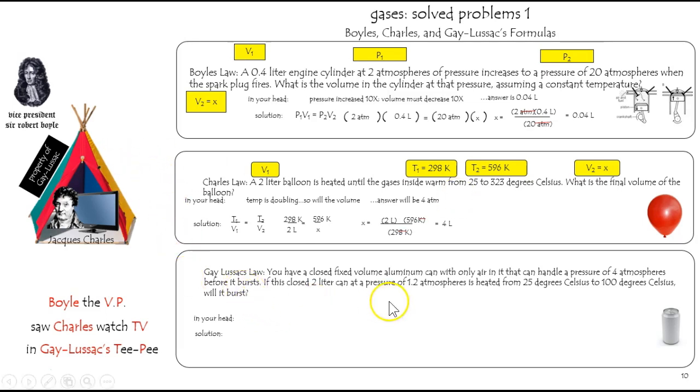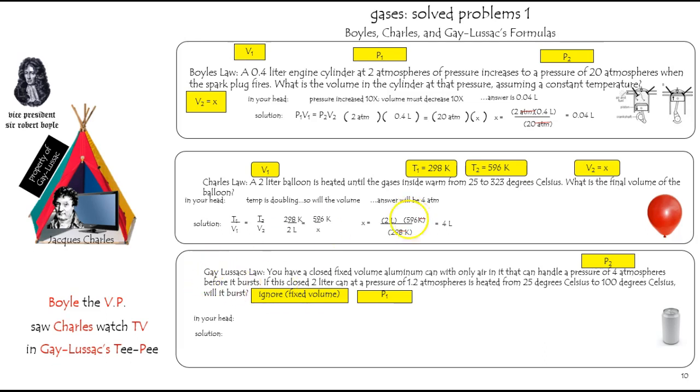One more. We've got a closed, fixed-volume aluminum can, so it cannot expand or contract. It's got some air in it. It's at 4 atmospheres. Let's call that our final pressure. It bursts at 4 atmospheres. If this closed 2-liter can, that's our initial volume, but it can't expand, so you're going to find that that doesn't matter. It's at 1.2 atmospheres, that's our initial pressure.